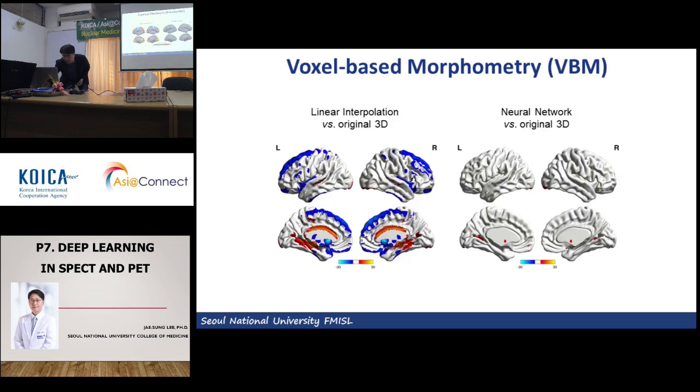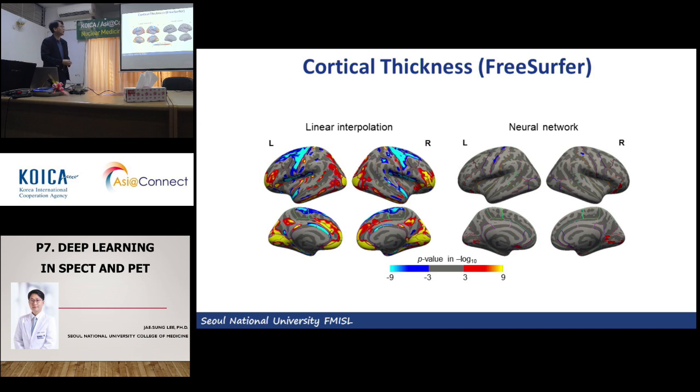So how about the cortical thickness? Here we can see the deep learning network could produce almost the same cortical thickness as the original data, because there is almost no difference at the voxel level in the cortical thickness.